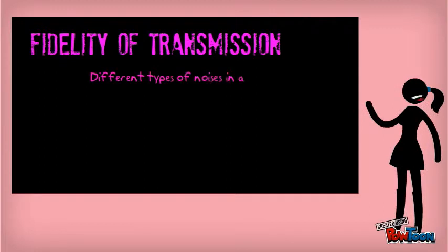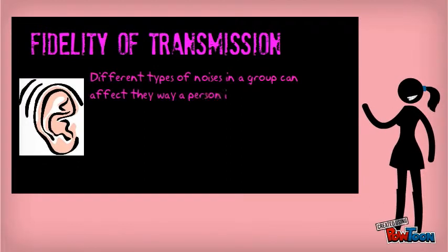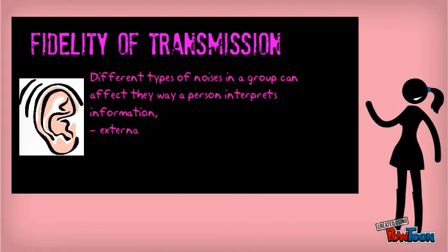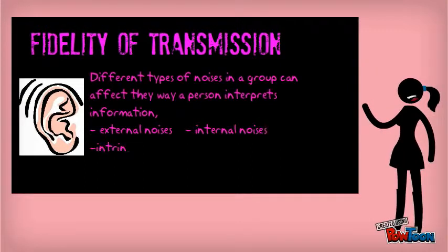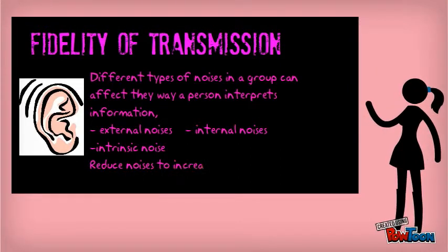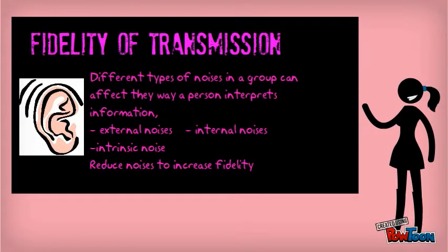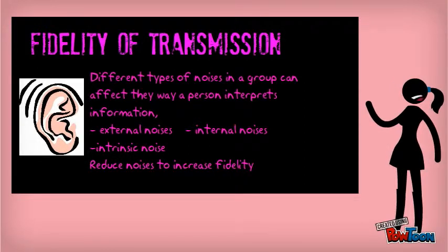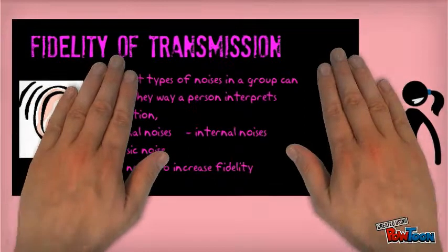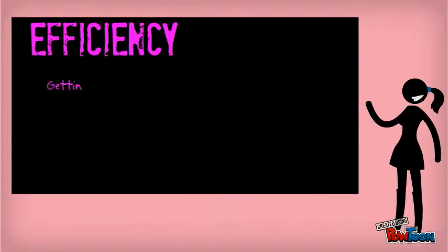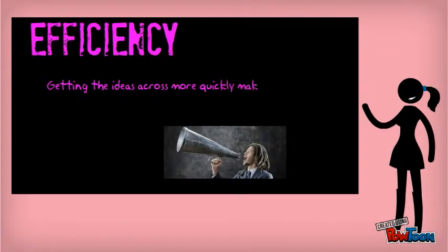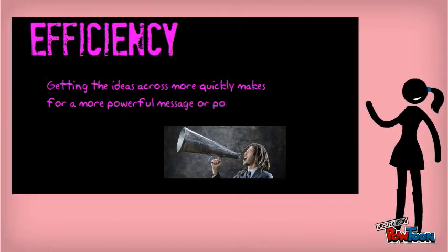So, for the fidelity, different types of noises in a group can affect the way a person interprets information, such as external noises, internal noises, and intrinsic noises. So the more you reduce these noises, the more fidelity of transmission. The efficiency would be getting the ideas across more quickly makes for a more powerful message or point of view.